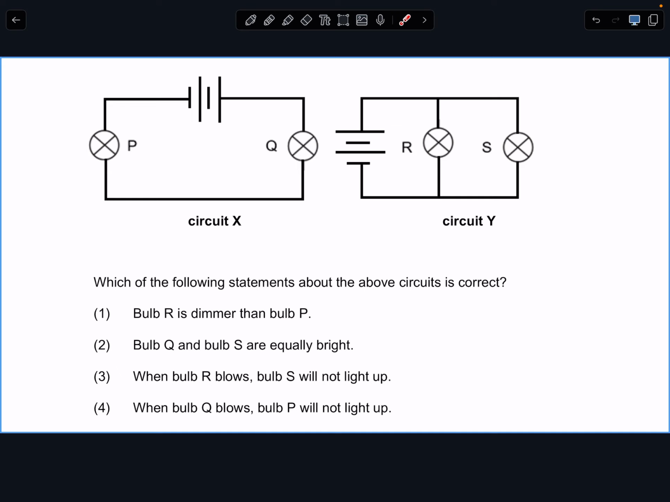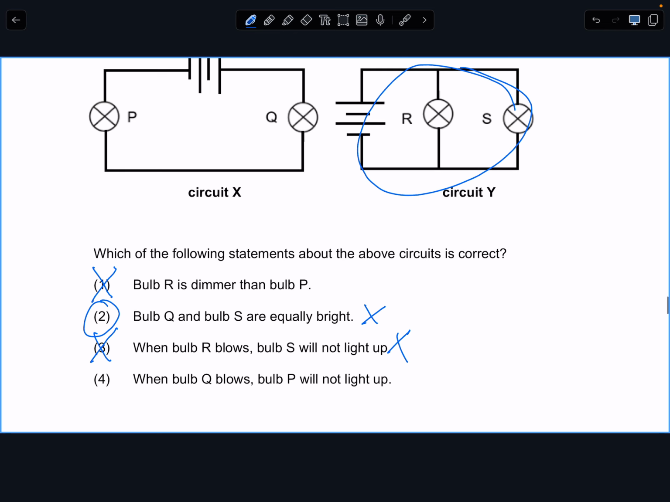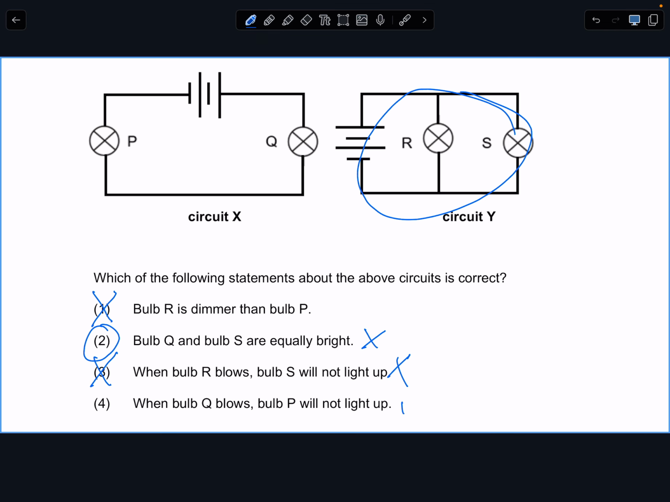So R is dimmer than P. This is wrong. Because this is in parallel, so therefore I know this is wrong. In fact, it should be brighter. Now, Q and S are equally bright. This is also wrong. Because this is in parallel, it should be brighter. When R blows, S will not light up. This is also wrong. When Q blows, P will not light up. This is correct. So your answer is 4.